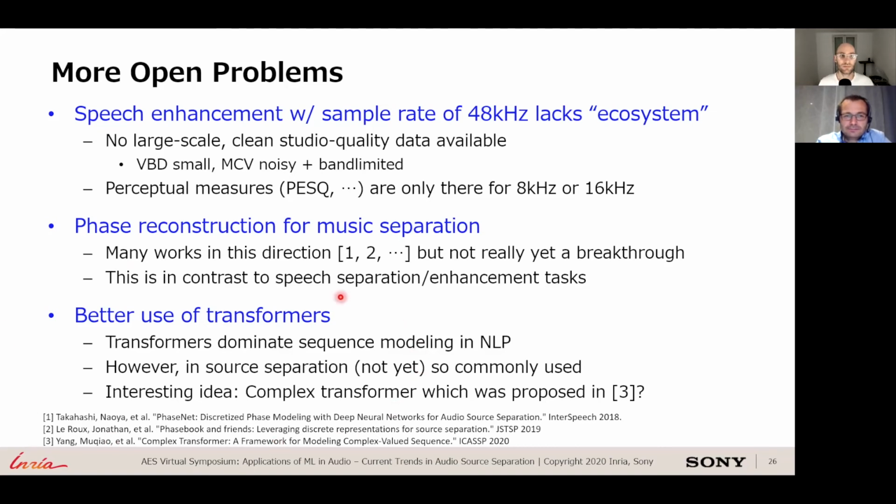And finally, what we can see is already work using transformers for source separation, but they are not yet dominating source separation models. They're not yet so commonly used, despite really dominating sequence modeling and natural language processing. And we think that more will come in this direction in the future, where people will really use more transformers for doing the sequence modeling for source separation.